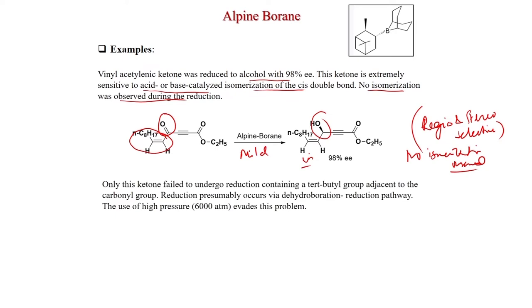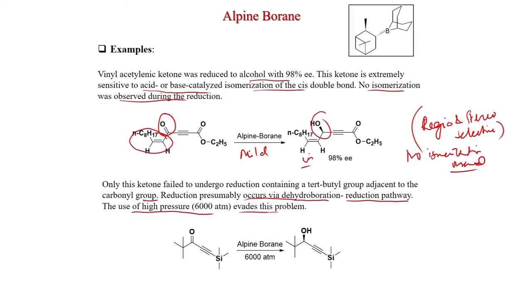Only this ketone failed to undergo reduction, containing a tert-butyl group adjacent to the carbonyl group. Reduction presumably occurs by the dehydroboration reduction pathway we already discussed. And the use of high pressure, like 6000 atmospheres, evades this problem. So, if a tertiary butyl group is present in the ketone, then this is sterically hindered.